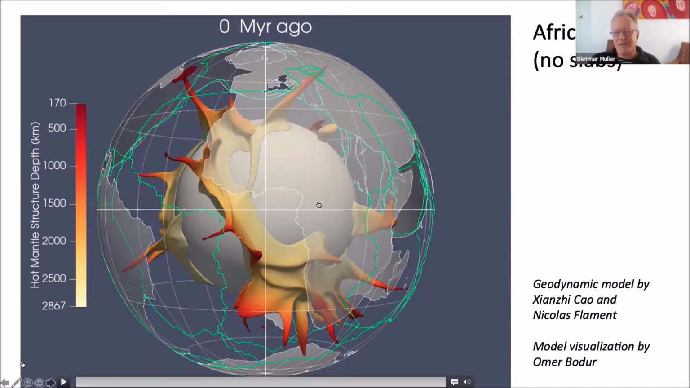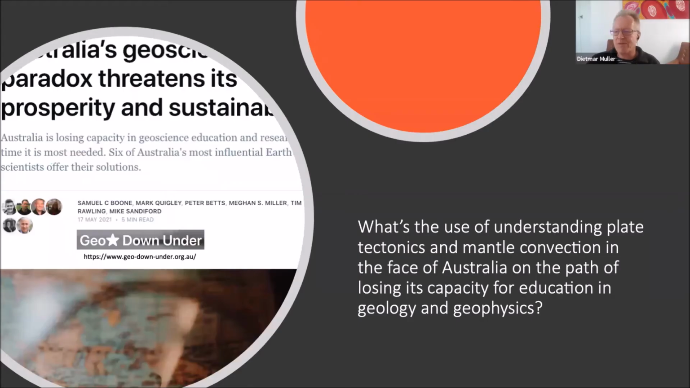Okay, I want to change tack now, and I want to briefly talk about what's the use of all of this. Somebody might say, "Well, that's all very nice, modeling the plate mantle system. That's surely a purely academic endeavor." And as geoscience comes under attack more and more, and losing students and losing the capacity for education in geology and geophysics, what is this all good for? Does it have any practical applications?